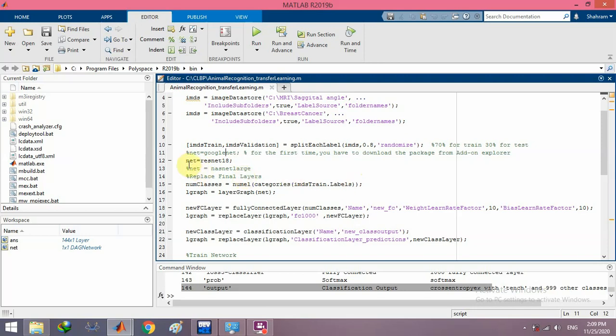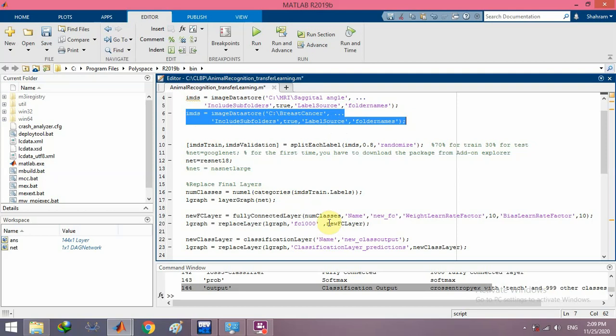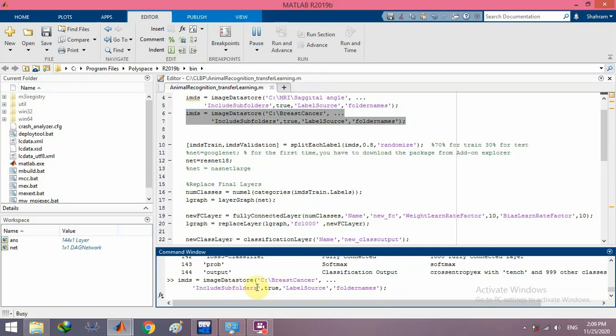Let's see how we can do it. So this is one of the architectures that I read and put inside net. First of all, how many categories do we have in the target database? We can find it by using the categories function. Let me run it line by line for you. I'm using a database containing some breast cancer images. We have only 2 categories in this image database.